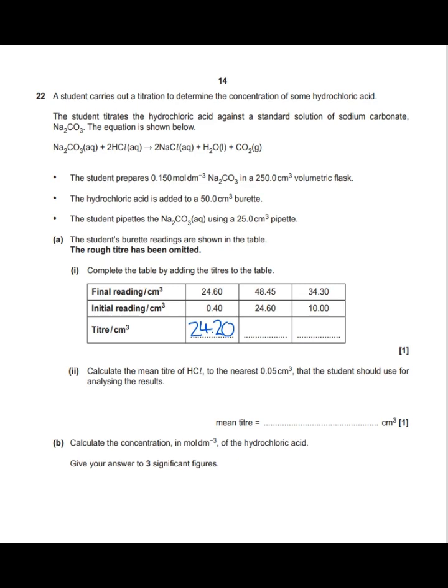Similarly for this one, the difference between the two would be 23.85, and the last one, the difference is 24.3. Again, leaving it like that would be marked wrong, even though you've done the calculation correctly. Got to put that 0 at the end.